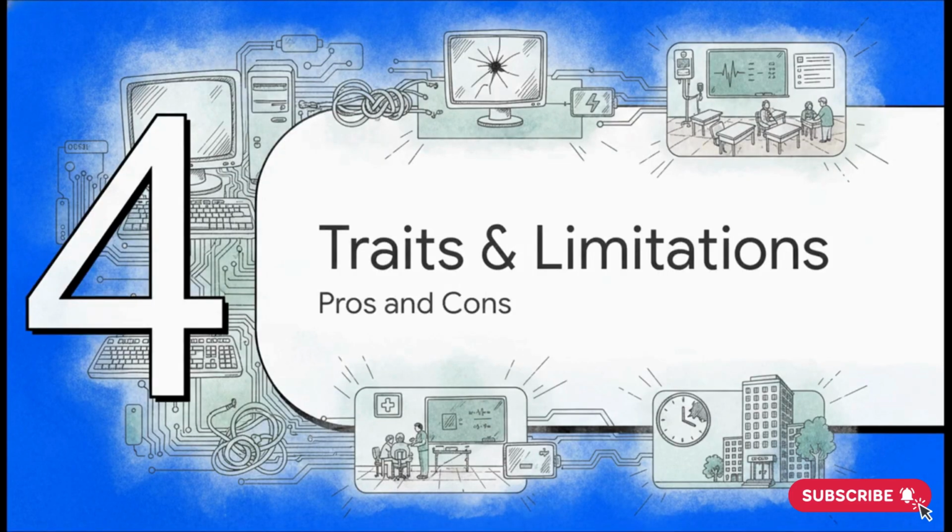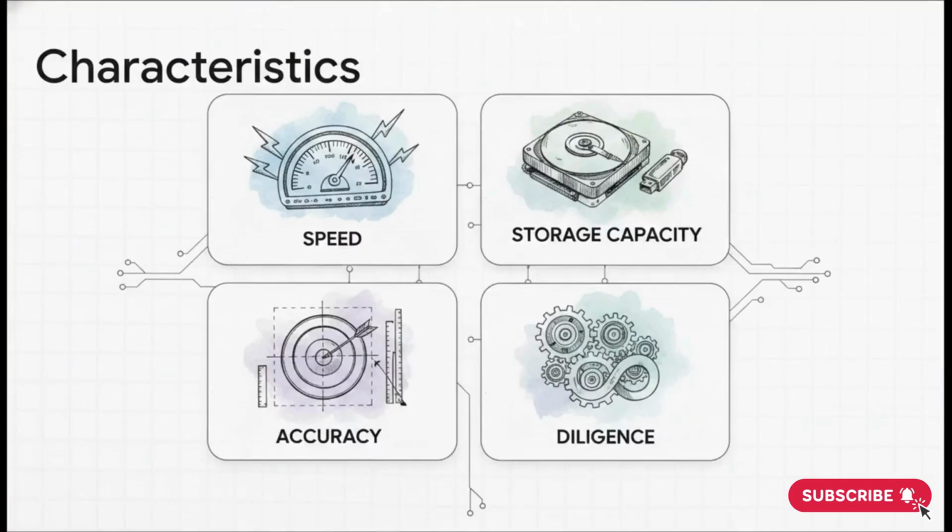Section 4. Characteristics and limitations. We know how they work, but what makes them so universally useful? And where do they actually fall short? Well, computers possess some truly incredible characteristics. They operate at mind-blowing speeds, literally fractions of a second. They boast massive storage capacity, comfortably holding gigabytes of data. They offer extremely high accuracy. If your input is correct, your output is going to be flawlessly correct. But honestly, perhaps their best trait is diligence. Unlike us, a computer never gets tired or bored. It can perform the exact same repetitive task for hours on end with the exact same speed and precision.